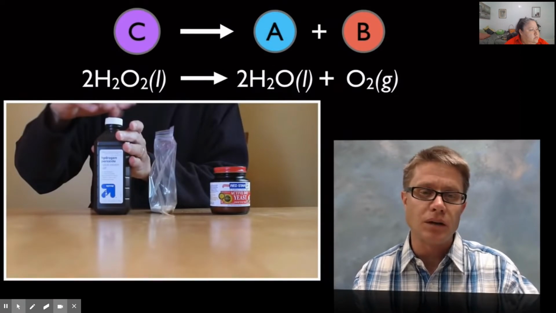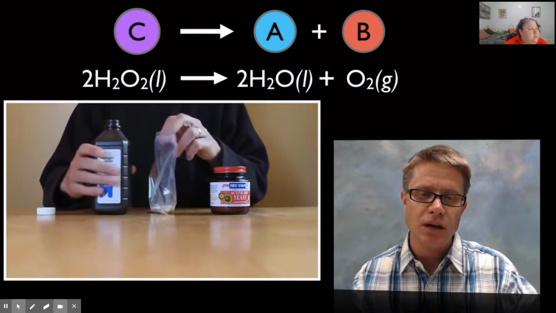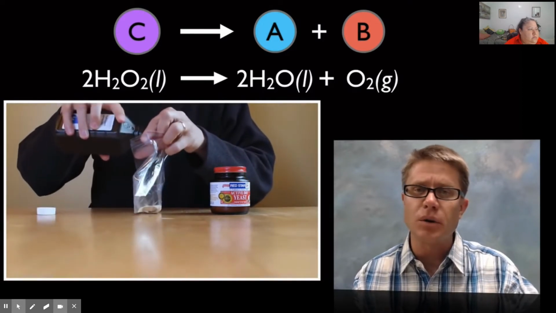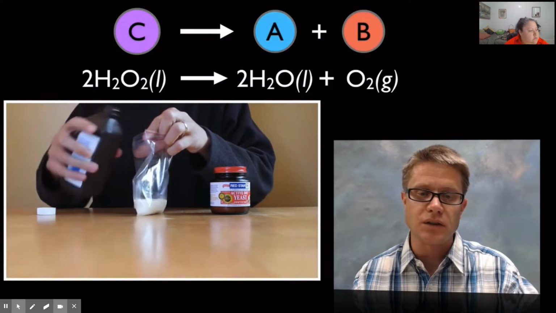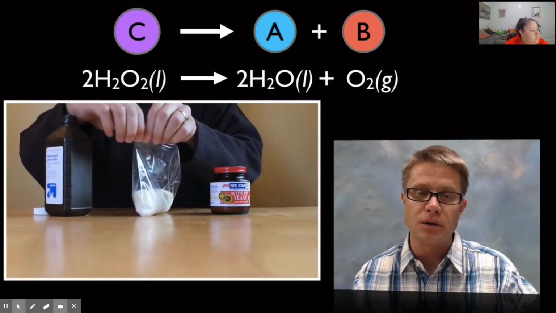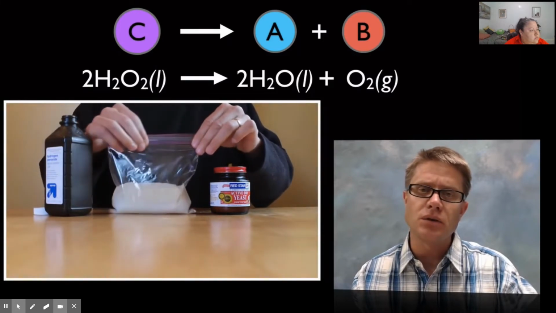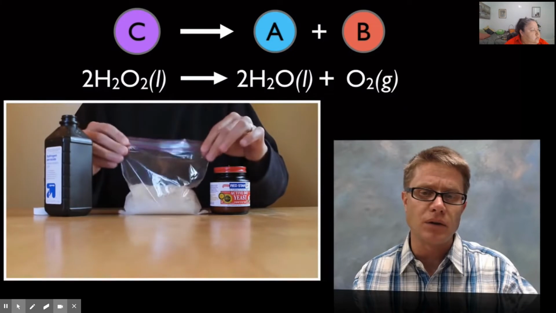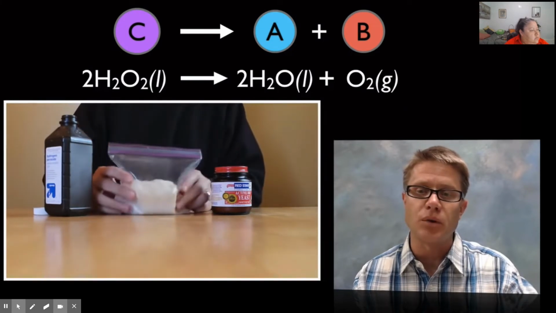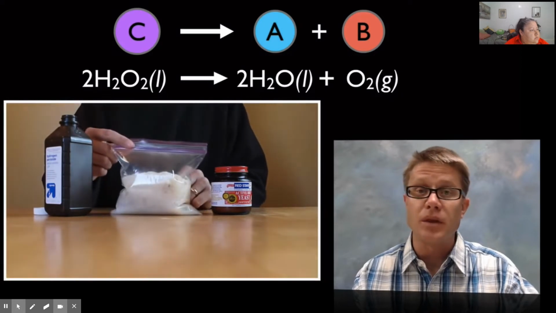Another example could be right here, taking hydrogen peroxide, and then I'm simply adding a catalyst to it. I'm adding an enzyme that's found in yeast. And so the yeast isn't part of the chemical reaction, it just serves as a catalyst. So what I can do is I can add hydrogen peroxide to it, seal it up, and I can give it a little bit of a shake. And what it's going to do is it's going to break down into water and oxygen. And that oxygen is going to fill up the bag.